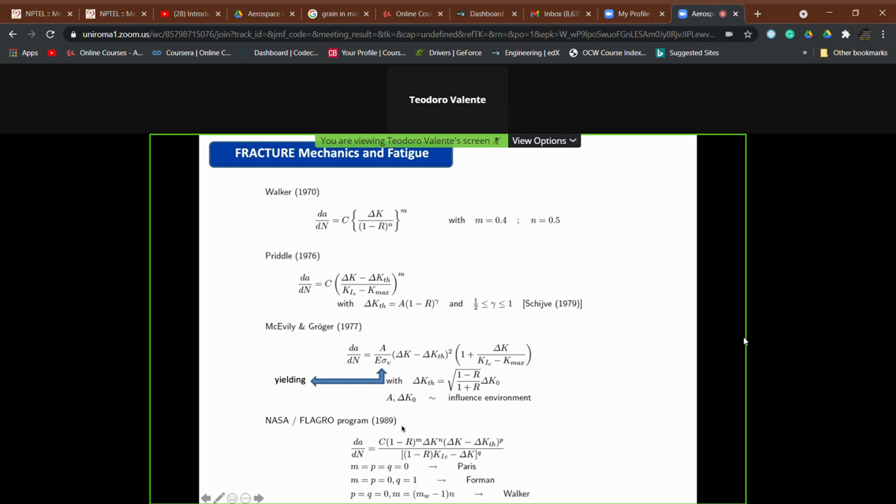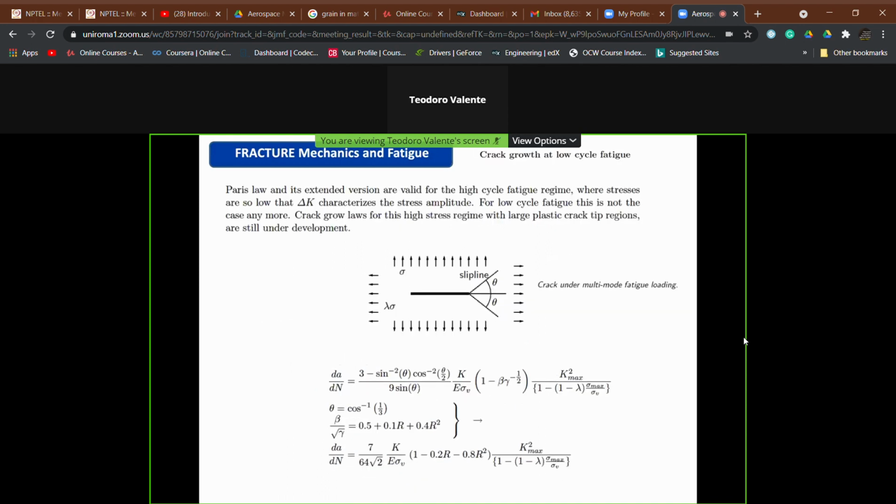Depending on the value, this model can degenerate, that is, it is a more general model that can include the Paris, the Foreman, and the Walker model, which are essentially the most used in the micromechanical approach to fatigue problems. All this is related to high cycle fatigue. That is, we have made the hypothesis that the stresses are not so high, in any case lower than the yielding stress of the materials.